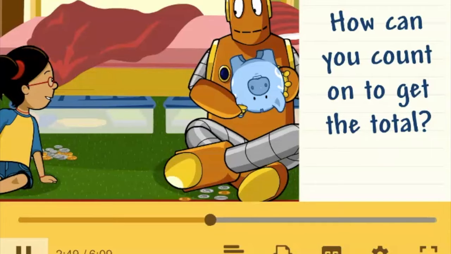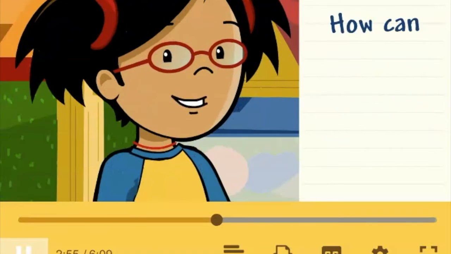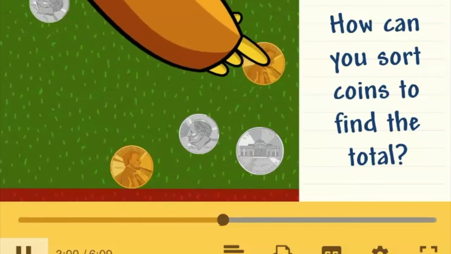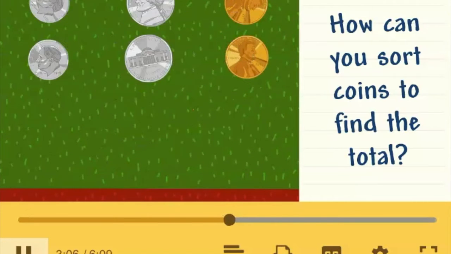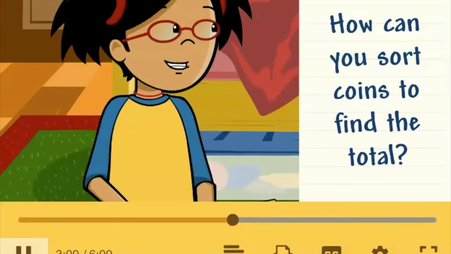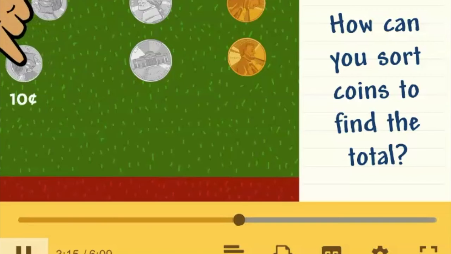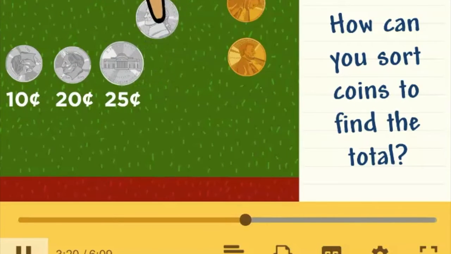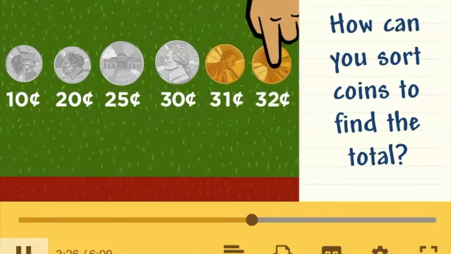Now there are a lot of coins, so we should use a different way to count. How can you sort coins to find the total? When you have a lot of different coins, you can sort them into like groups and then count. Then you skip count to find the total. Let's see. The dime is worth the most, 10, 20. Then we count on 2 nickels, 25, 30. Now we count on 2 pennies, 31, 32. There are 32 cents total.